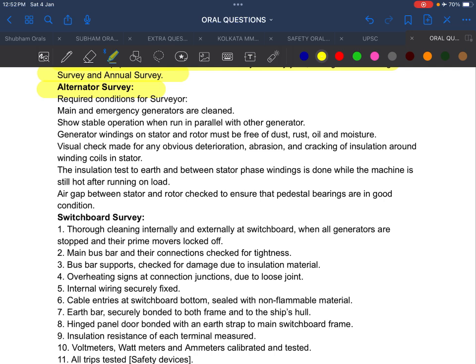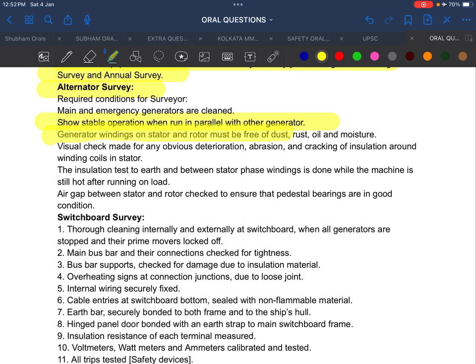What are the surveys in the alternator? I already told you. They check the stable operation. They will start the generator and run it in parallel, and they can check whether the parallel operation is correct or not, whether it is properly synchronized or not, and whether there is a voltage or frequency difference or not.